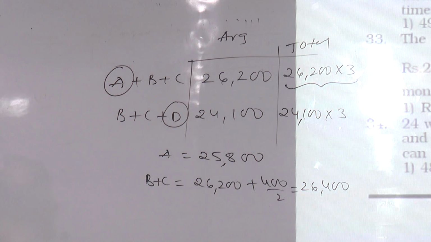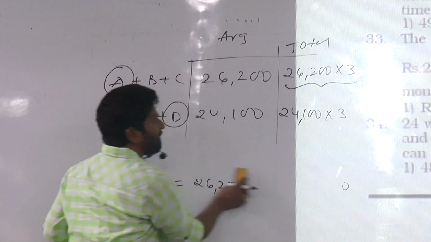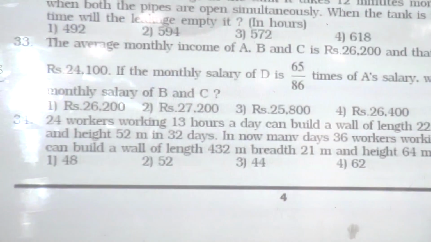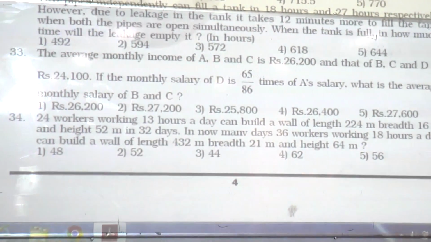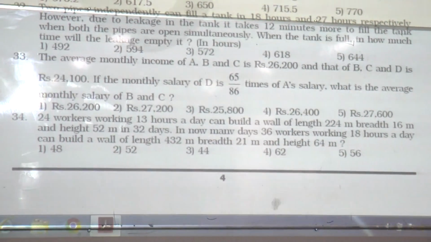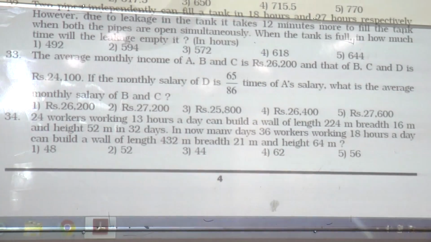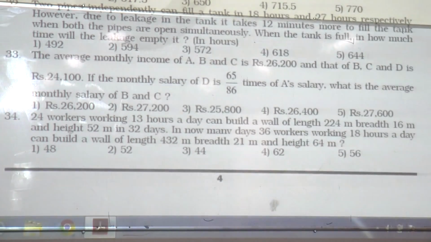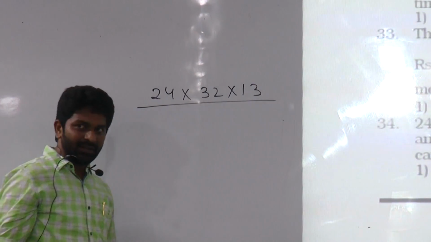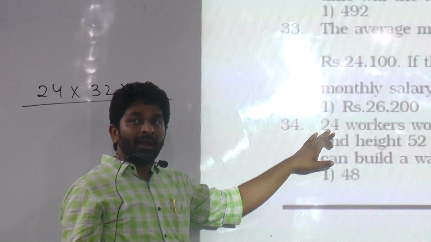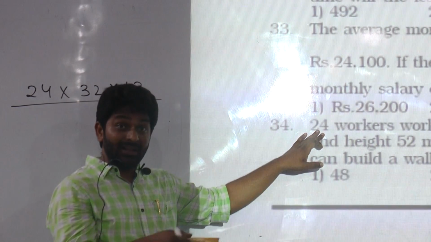Next, 34. 24 workers working 13 hours a day can build a wall of length 224 meters, breadth 16 meters and height 52 meters in 32 days. In how many days can 36 workers working 18 hours a day build a wall of the given length, breadth and height? Right. MDHPW. Initial case, how many men do we have? 24 men. How many days? 32 days. How many hours a day? 13 hours. What is the work done by 24 people in the first case? They have built a wall, and that wall has height, length, breadth.